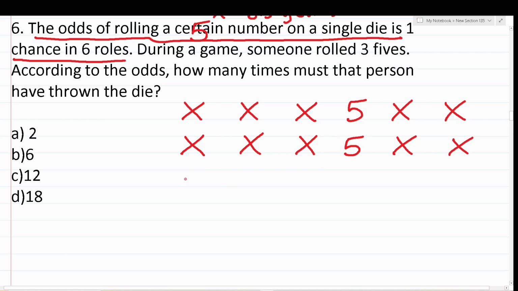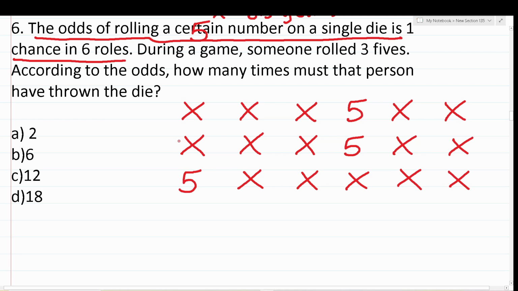All right, let's say they start rolling the dice again. Let's say they rolled a 5 right out of the gate. And then on the second roll, no 5. Third roll, no 5. Fourth roll, no 5. Fifth roll, no 5. Sixth roll, no 5.